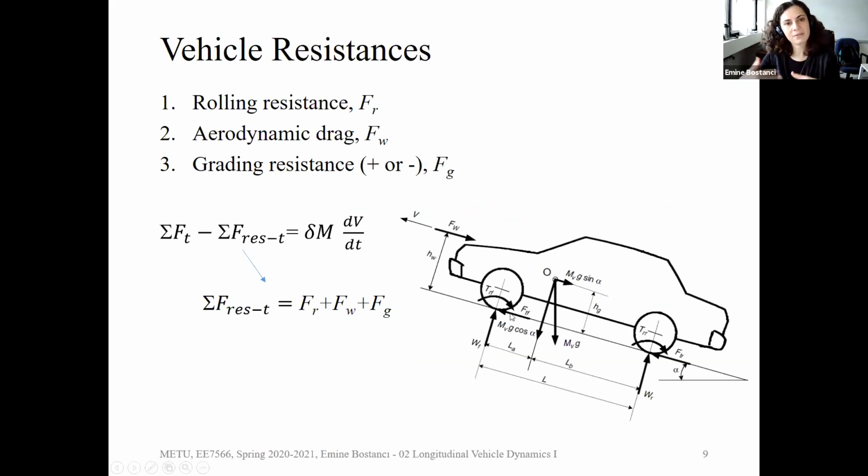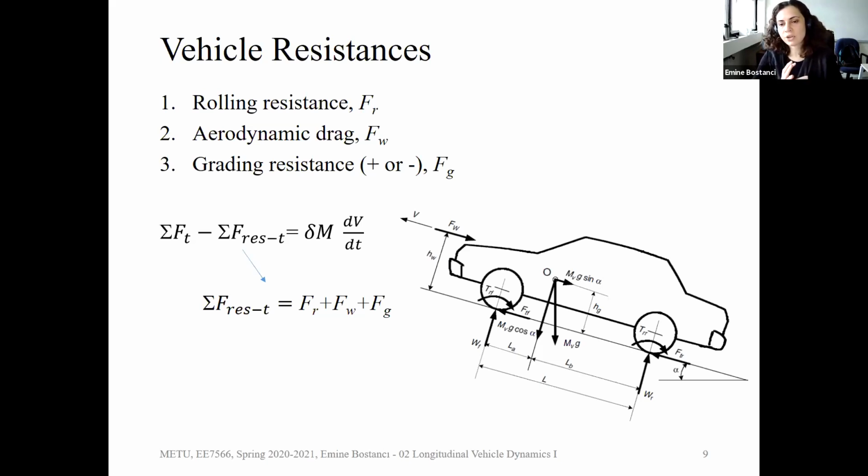So when we come back to the vehicle resistances, we call them resistances because the first two are real resistances. They are going to resist the motion. And the third one can resist the motion or can help the motion, but it is also called a resistance. And you are going to see in this course, we're always going to assume that we are climbing a hill, because going downwards is not a big issue for the design. Of course, your brakes may be overloaded, but other than that, it is okay.